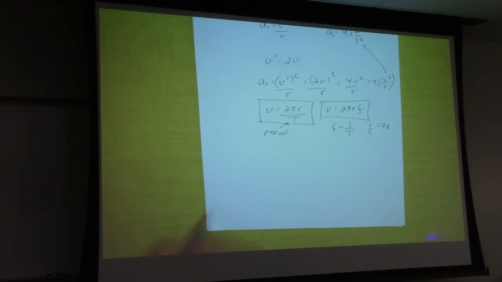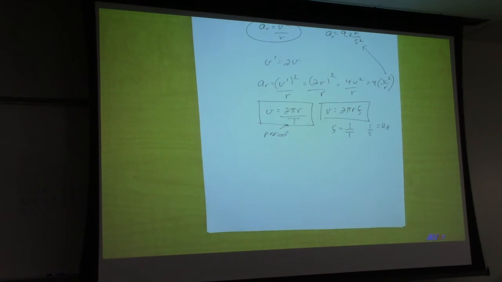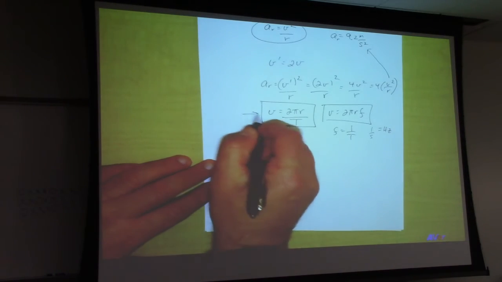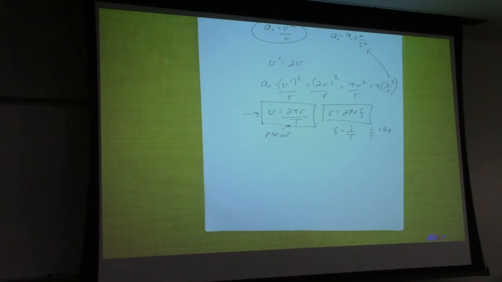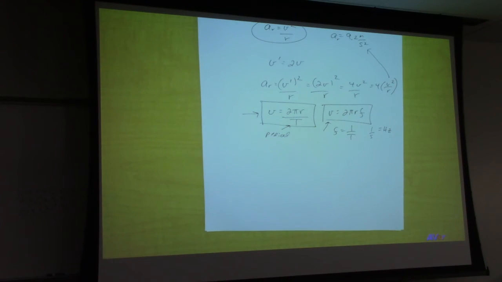Okay, so here's what we've had so far today from this chapter. Acceleration towards the center, and then sometimes we can solve for the speed this way, or in terms of the frequency that way. Okay? So, keep that in mind.